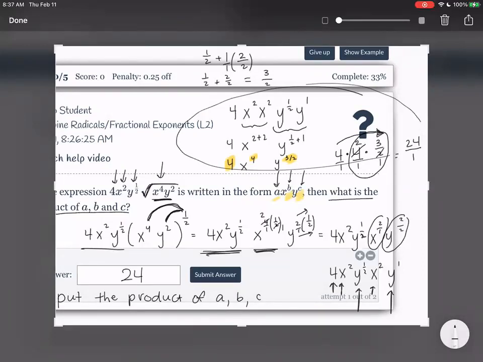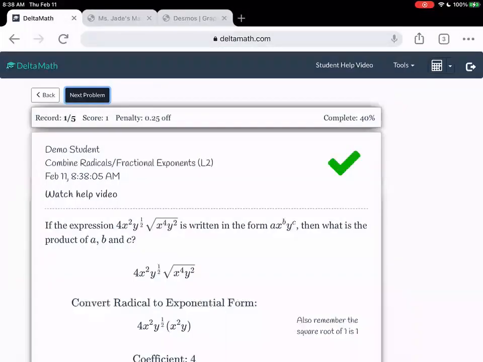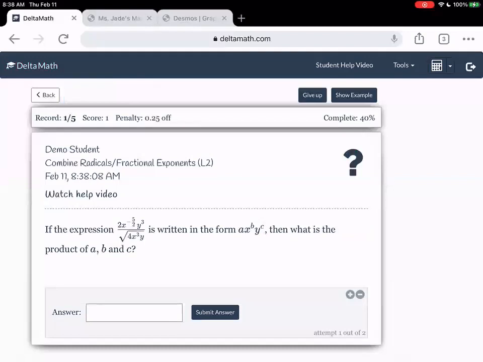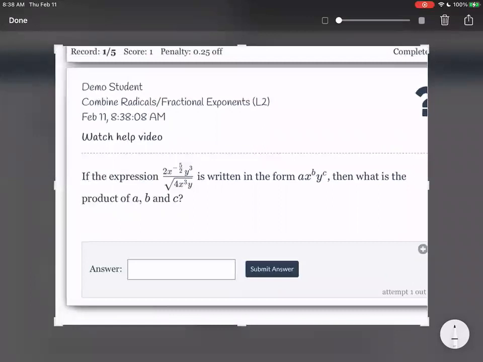Okay, I'm going to pause the video again just to see if you guys have questions. Okay, let's do another few problems. So the same thing, we're going to simplify that mess and then write the product of A, B, and C. So let's first simplify this mess.